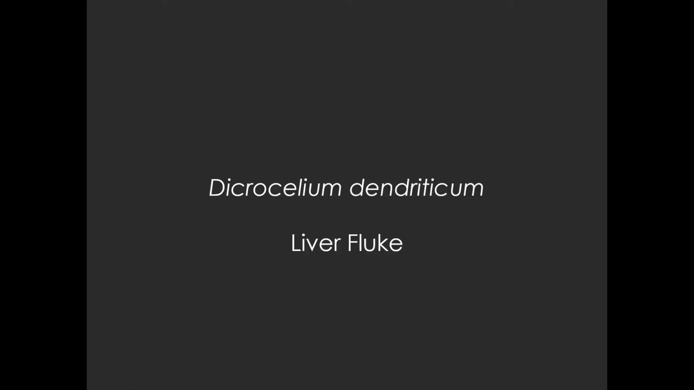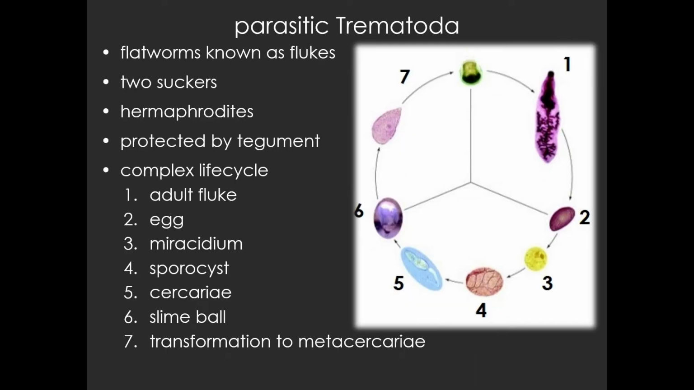Next up, we move on finally to Kingdom Animalia with some fun worms, including your friend and mine, Dicrocoelium dendriticum, which is a liver fluke. As a member of the Trematoda, this guy has a very complex life cycle. It is commonly known as a fluke, which is a flatworm. It has two suckers. It is a hermaphrodite, and it is protected in the environment by a hefty skin called a tegument.